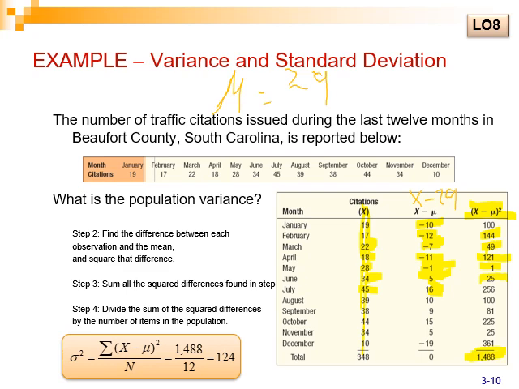When we add this third column up, we find the total value equal to 1488. Dividing this by the total number of the population, which is 12, to get sigma squared, which is the variance of the population, equal to 124.